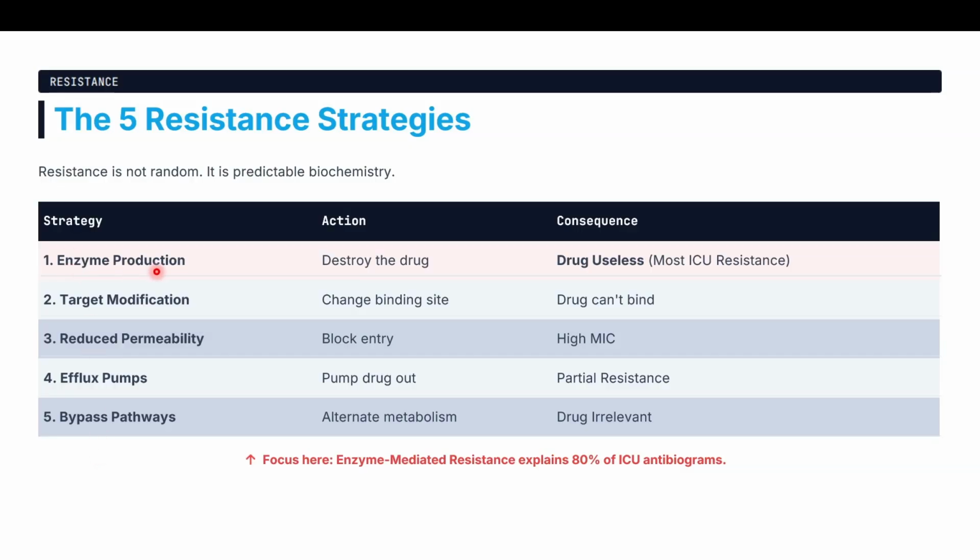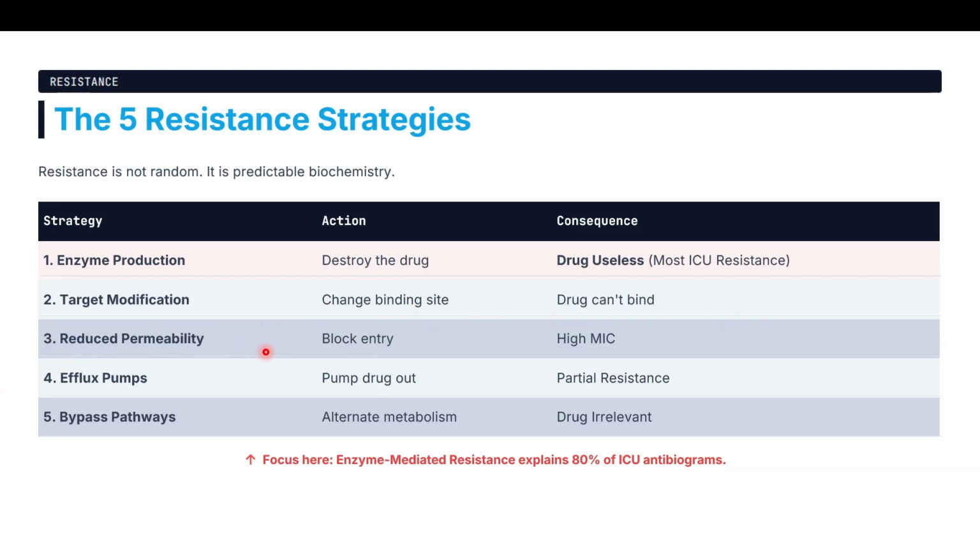It can be enzyme production, where enzymes can completely destroy the drug, so the drug becomes useless. This is the most important cause of drug resistance, mainly in ICU setups. Then target modification: changing of the binding site so that the drug can't bind to the target site.